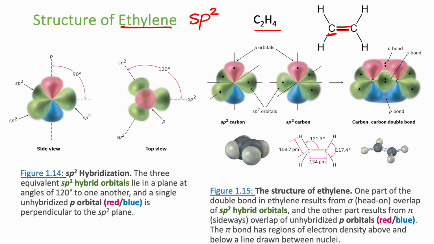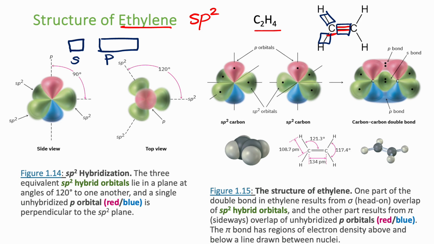The way we can look at this is we can look at the parking spots around the carbon. How many parking spots does this carbon need? 1, 2, 3. We need 3 spots. S orbitals, we know, is always just one orbital. It never has more than one.